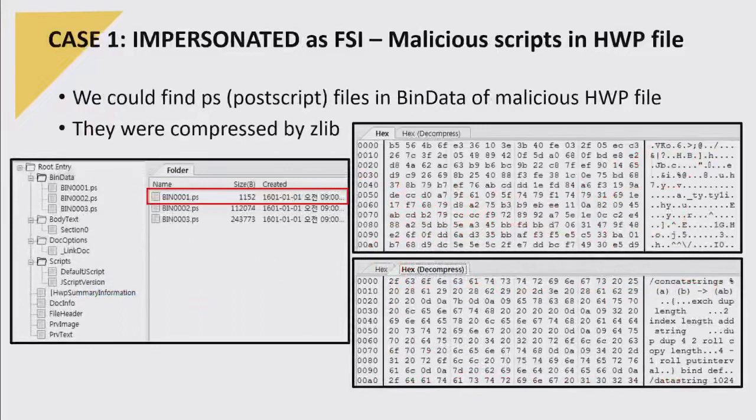The file attached in this email is an HWP file. When you open the malicious HWP document with an analysis tool like the left image, you can see 3 PS files in the BinData path. These PS files are all malicious, and they are compressed with the zlib library. After decompression, you can see the PostScript in these files.